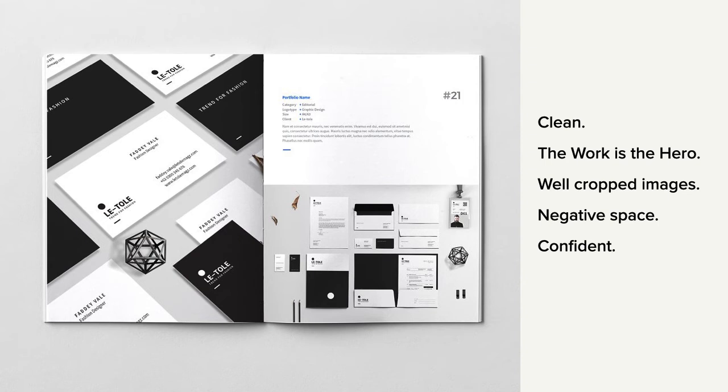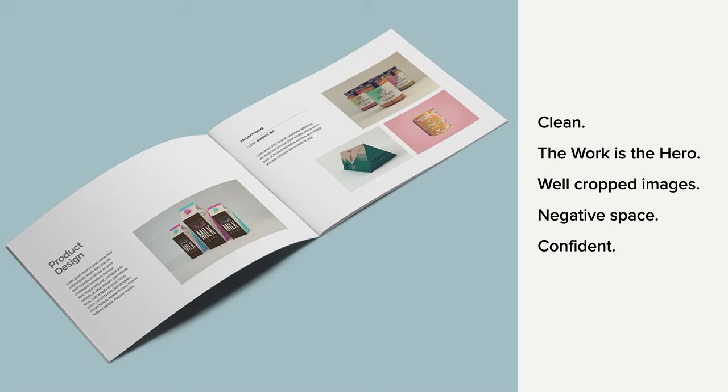Have negative space. Don't overclutter and put things all over the place. Give yourself nice, comfortable space for where any of your descriptive copy is, and make sure it just looks confident. You know, pull back a little bit, look at this piece, and make sure it looks confident and it's showing off all your work. Here's another great example. It's all along the same lines of the principles we talked about. Clean, the work is the hero, the images are well cropped.